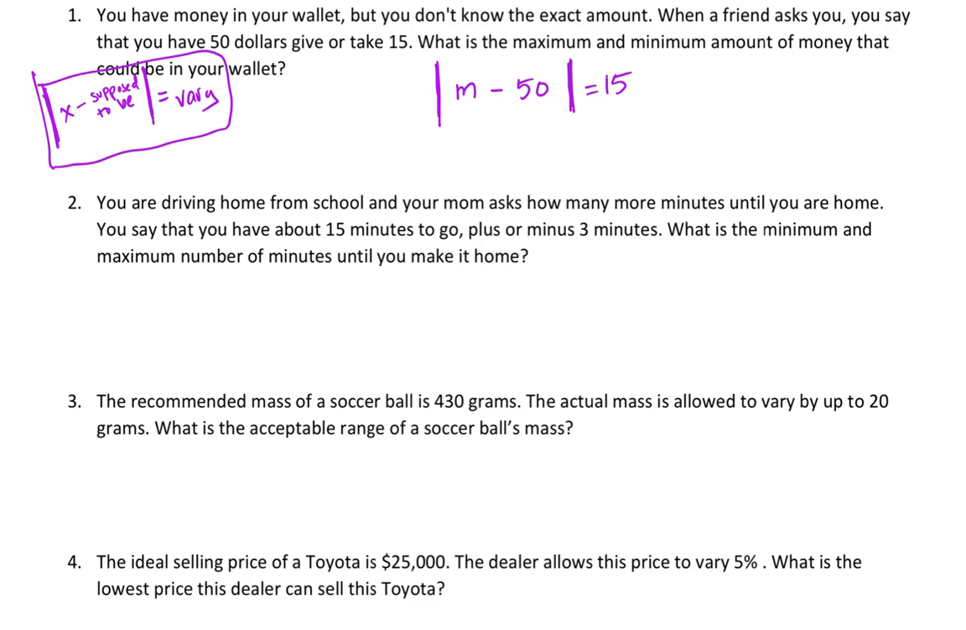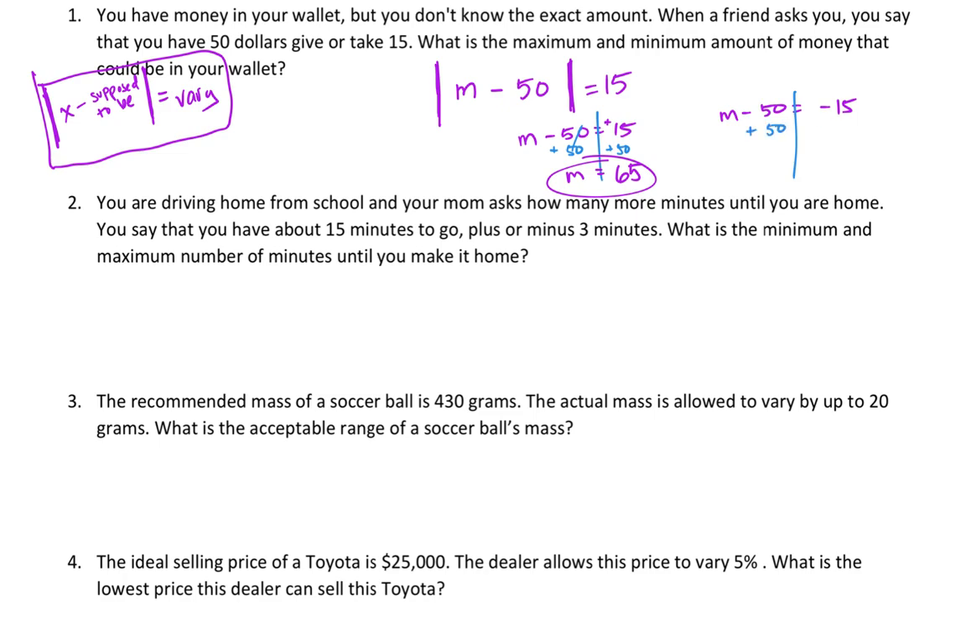So I'll say I have the one that could be a positive 15. Maybe I have $15 more than I think I have. Or maybe I have $15 less than I think I have. So remember, when we do the absolute value, we're going to have a positive equation and we're going to have a negative one. So one's equal to positive 15, the other's equal to negative 15. And let's solve it. So add 15 to isolate our variable. And m equals 15 plus 50 makes 65. I could have $65. That'd be cool.